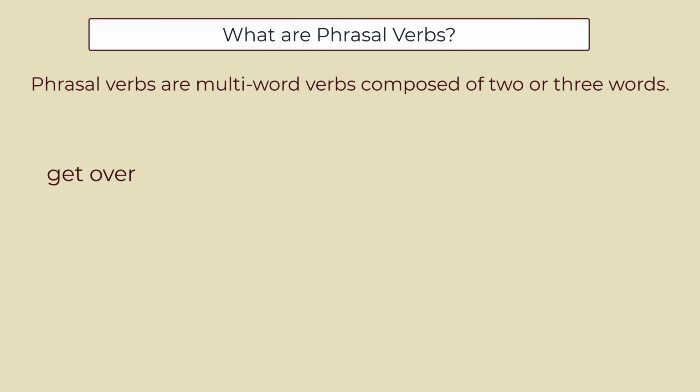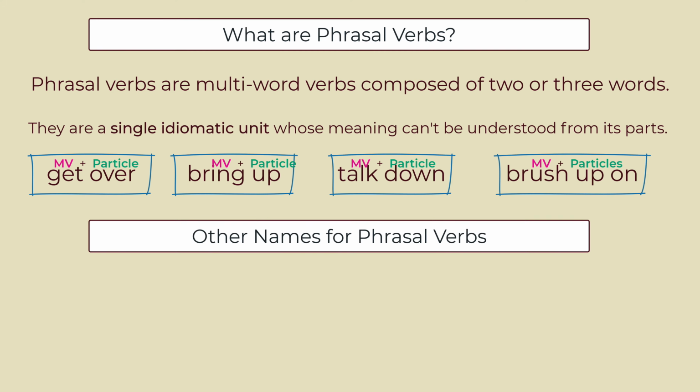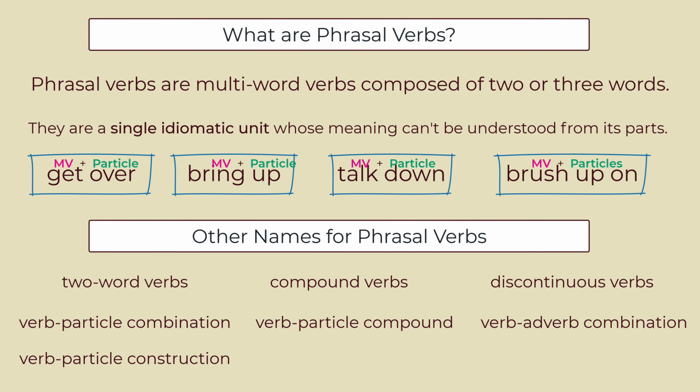Phrasal verbs are multi-word verbs composed of 2 or 3 words. A single idiomatic unit whose meaning can't be understood from its parts. They function as one syntactic and semantic unit, but we can separate its components into a main verb and another word called a particle. Phrasal verbs are often referred to as 2-word verbs, compound verbs, discontinuous verbs, verb-particle combination, verb-particle compound, verb-adverb combination, verb-particle construction, or verb phrase.